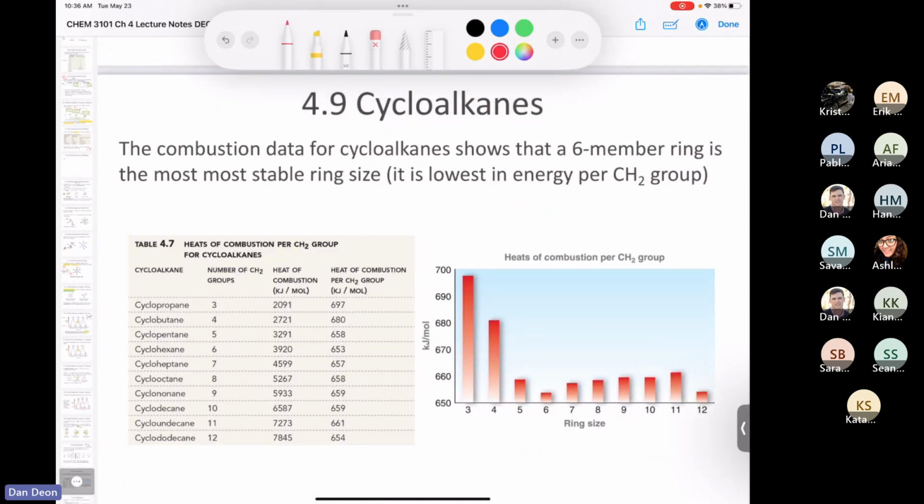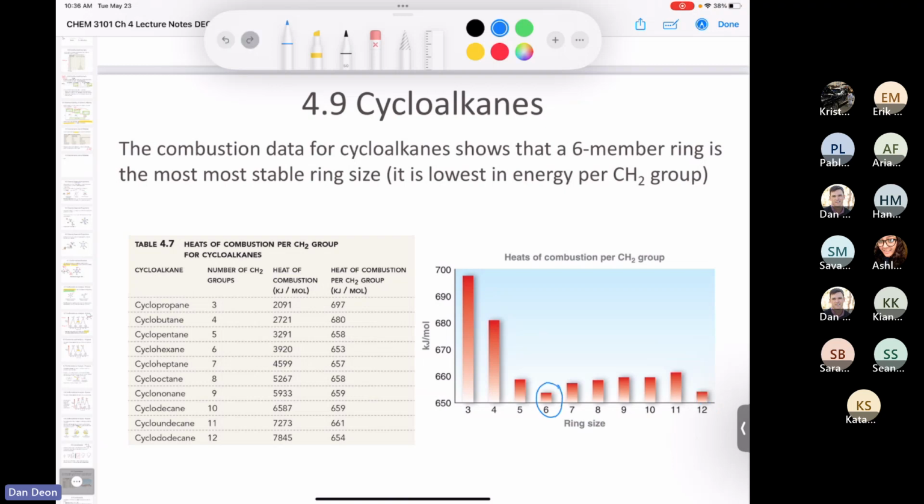So if you take a look at the heats of combustion per methylene group of cyclopropane, cyclobutane, cyclopentane, cyclohexane, what you see is that the one that releases the least amount of heat per CH2 group is cyclohexane, right? This one is the most stable of all. Don't worry about cyclododecane. We're never going to talk about this.